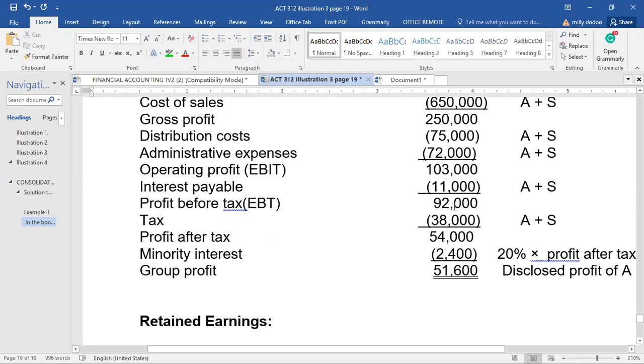So we get our profit before tax of 92,000, and then you tax. The tax for the two companies, acquirer is 30,000, swallowed is 8,000. So the two give you 38,000. So you subtract the 38,000 from the 92,000. Please be checking the figures to see if my answers are correct, because I did some editing over there so that you get correct answers.